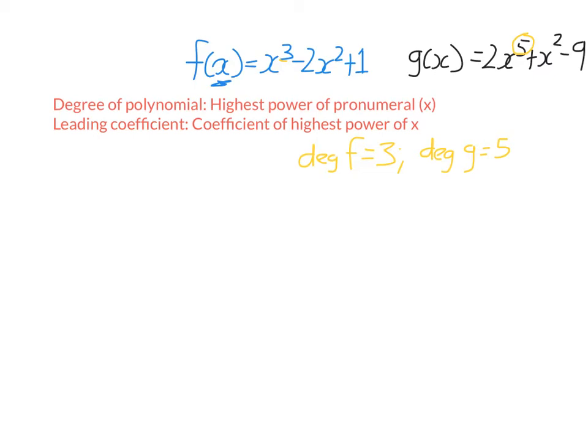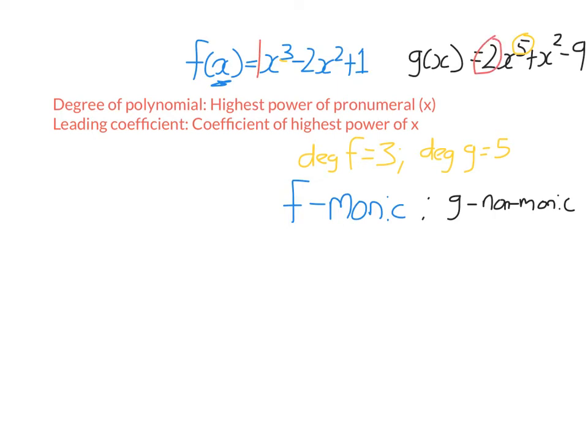The leading coefficient is the coefficient of that highest power of x. So for f, the leading coefficient is 1. The coefficient of x cubed is 1, so that means f is monic. Now for g, its leading coefficient is 2. The coefficient of x to the power of 5 is 2, so g is non-monic. I know we've seen these terms before. Monic polynomials have very special properties. They're just easier to work with. Monic means the leading coefficient is 1, and non-monic means the leading coefficient is not 1. So in f, the leading coefficient was 1, and in g, the leading coefficient was 2.